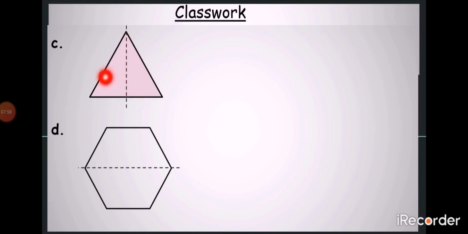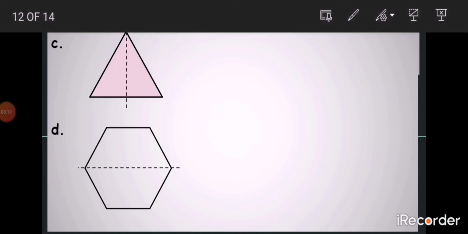If you put the mirror on this side and look at this half in the mirror, we get the reflection of this half, which is the same as the other half. And if you put the mirror and look at this half in the mirror, we get the reflection of this half, which is the same as the first half. So this is the line of symmetry which cuts the shape into two equal halves.